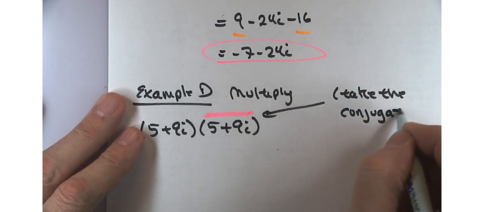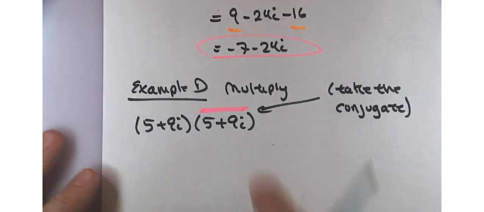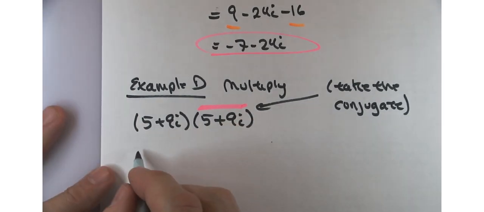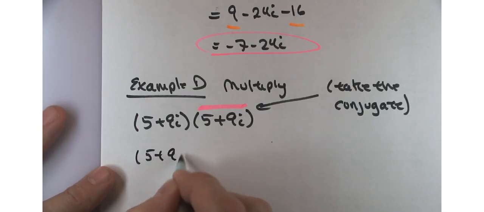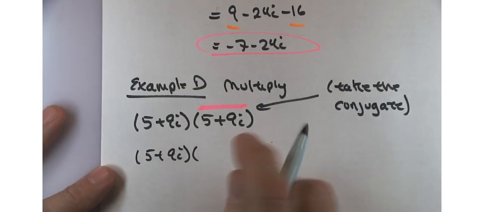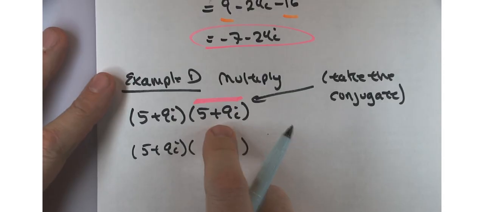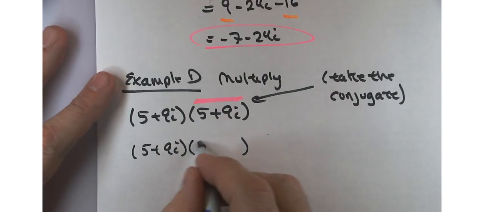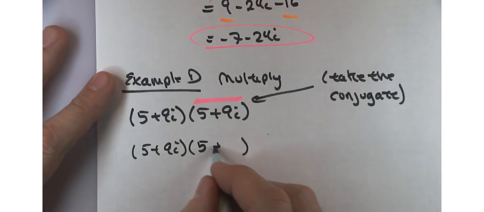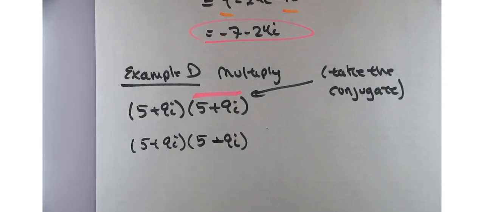So what's the conjugate of 5 plus 9i? Don't multiply yet. We need to take the conjugate first. 5 minus 9i. Yeah, well done. Thanks, Tasha. 5 minus 9i. Now you can multiply those together. When you multiply conjugates together, we've seen a couple times, or we'll see again here, that the complex part disappears, and that's kind of cool.